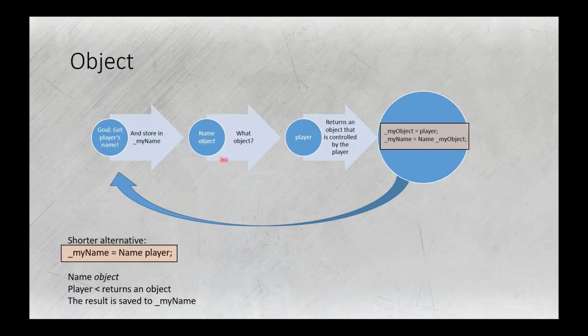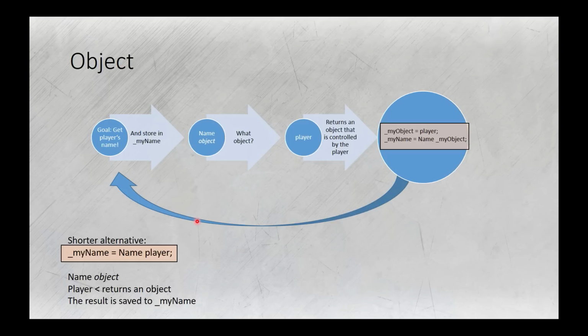The command name works with an object, and when I use it, it expects me to provide it with an object, and in return will try to get the object's name. I can then use the command player to get to an object that is controlled by the player, and tell the command name that this is the object I want to work with.